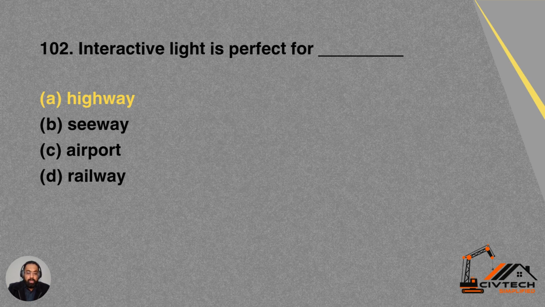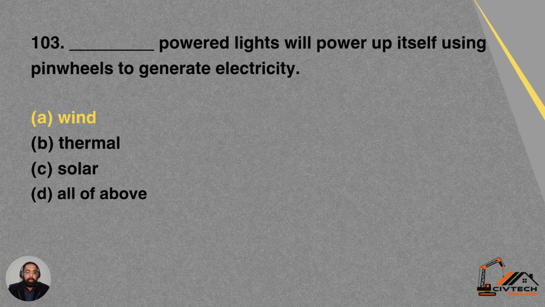For airports, you need permanent lighting. For railways, you also need permanent lighting. For the sea, you need fixed lighting. But for highways, yes, you can use interactive lighting, because at times when there is no traffic, those lights will get switched off, and once a vehicle approaches that area, those lights have an inbuilt sensor that senses the coming vehicle or traffic, and then the light turns on. Such lights are called interactive lights, and these are preferred for highways. So option A is the correct answer.